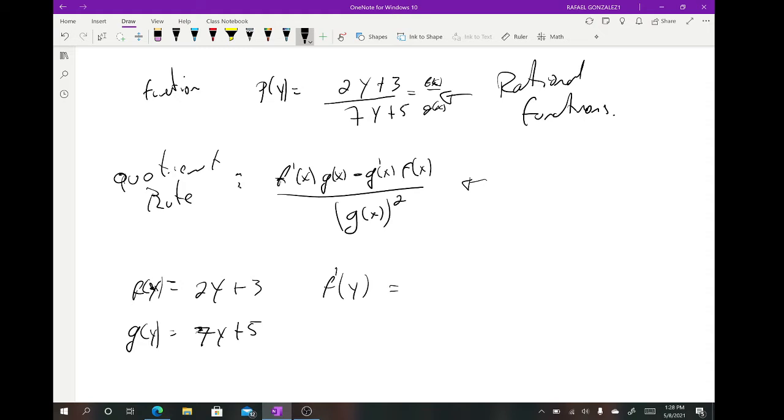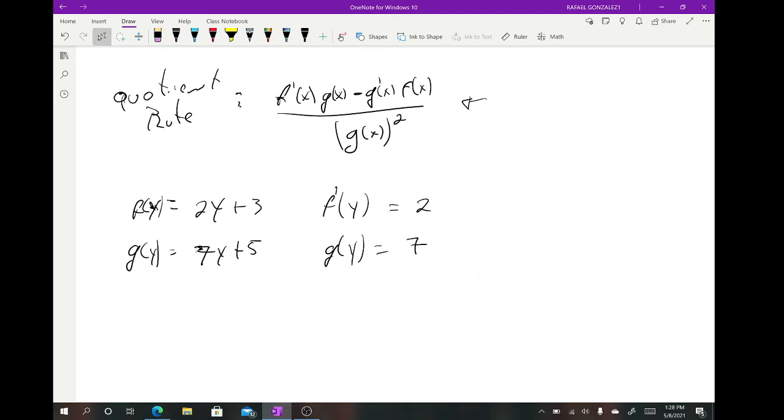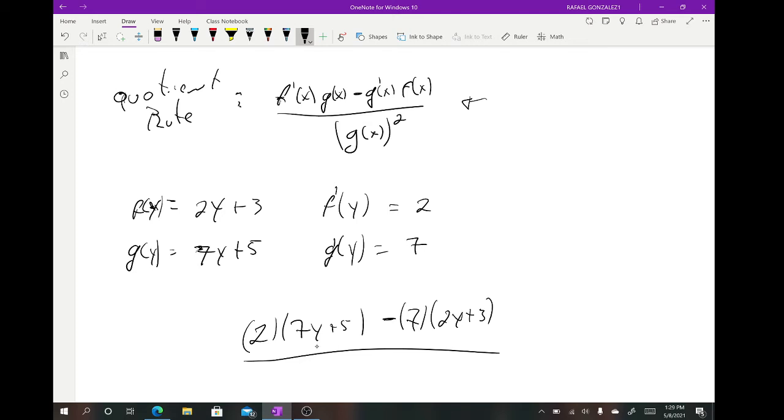And the derivative of the numerator is simply 2. The derivative of the denominator is 7. So this is going to be a simple enough derivative once we put it into the formula. Because the formula says f prime, which is in our case 2, times g of y, which is 7y plus 5, minus g prime of y, which is 7, times f of y, which is 2y plus 3, all divided by 7y plus 5 squared.